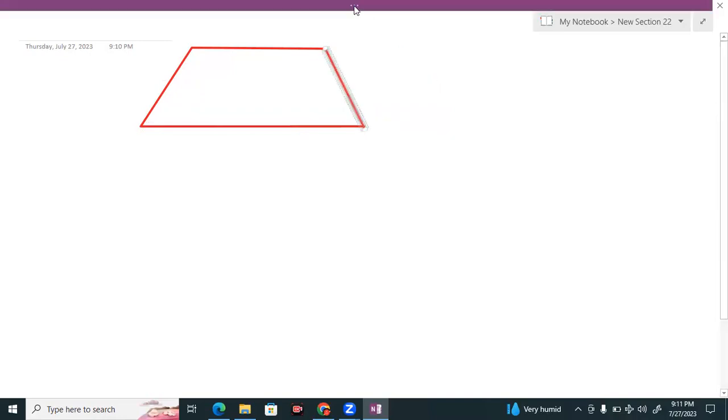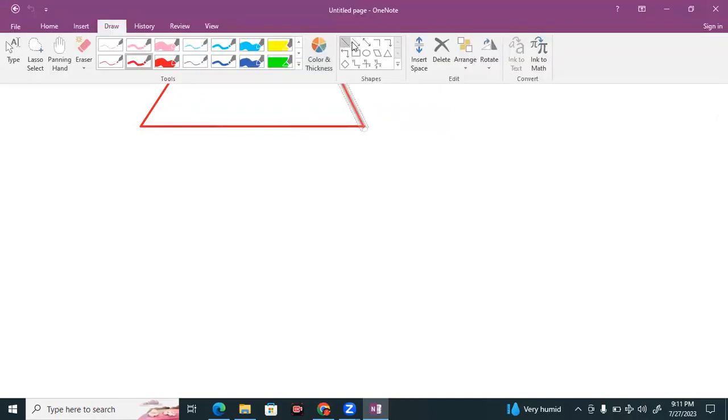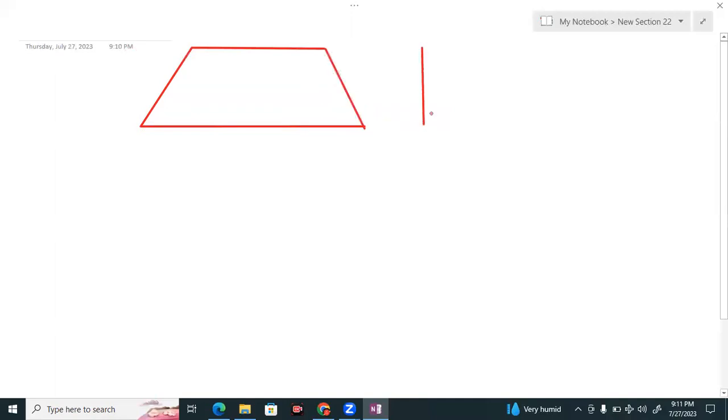This shape is also a trapezium, and there are some kinds of shapes like this.